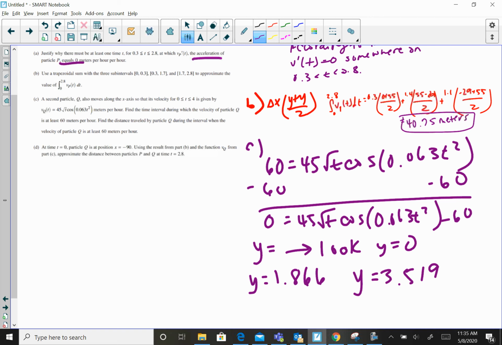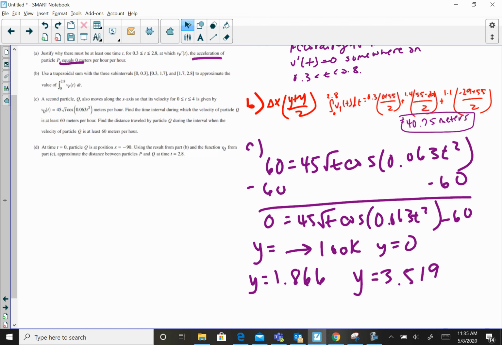3.519. You could plug it back in and make sure that 60 is between those two values. But if you're not sure, choose a number in between them and see if you get 60 or something bigger than 60. So if I choose like 2, 45 square root of 2 times cosine 0.063 times 2 squared, which is 4. Left off the cosine. Wow, I'm struggling. Square root of 2. Stupid calculator errors, which is honestly how a lot of mistakes happen. Yeah, you get 61.629 when you plug in 2, so clearly it's between there.